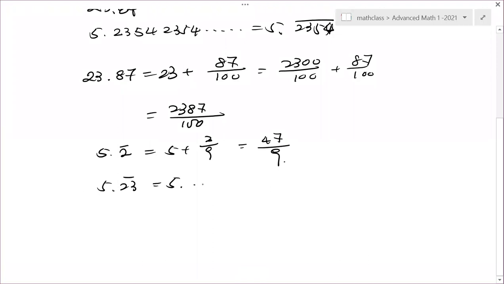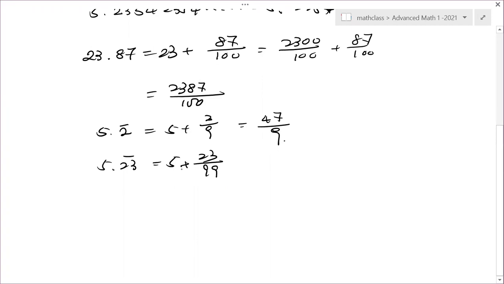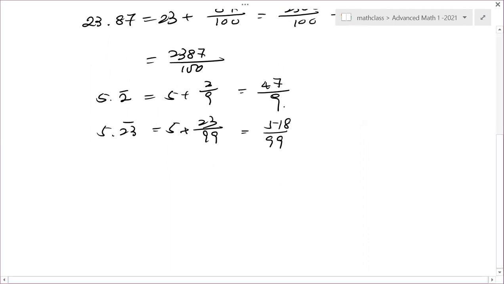If 5.23 with a bar here, that will be 5 plus 23 over 99. Then you can combine them into one fraction. How do you add the two together? 5 times 99 plus 23, so that'll be 518 over 99. And maybe you can simplify a little bit, but that is going to be the fraction. So repeatedly, you can convert them.